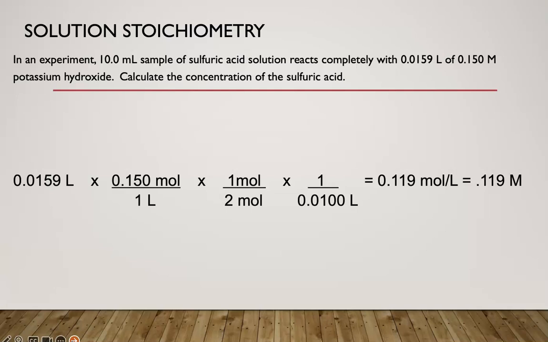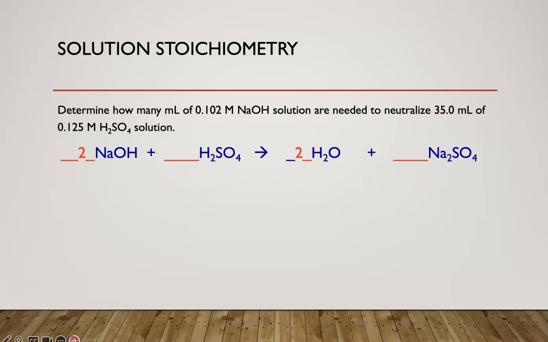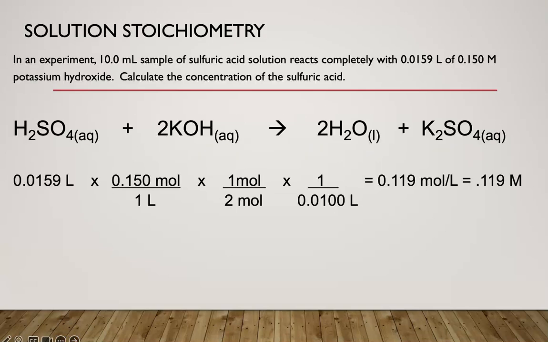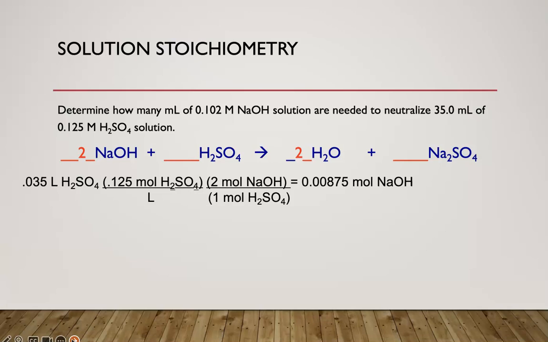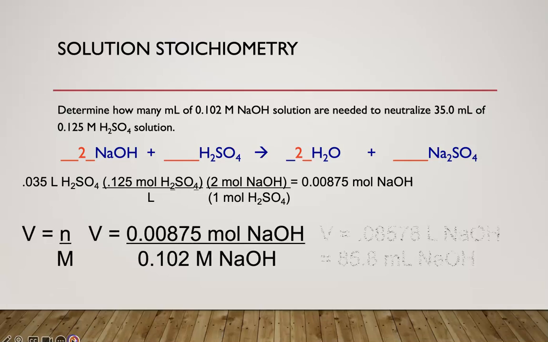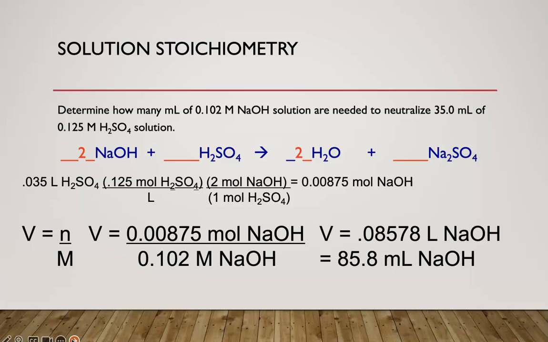So we've got a solution for you, a sulfuric acid, which is reacting with potassium hydroxide. And so there is our answer. So compare that with what you've got. If you have some problems or some questions about these, just let me know, and I will try to help you as best I can. All right. So here is another one, solution stoichiometry. And so hopefully you came up with something like 85.8 milliliters.